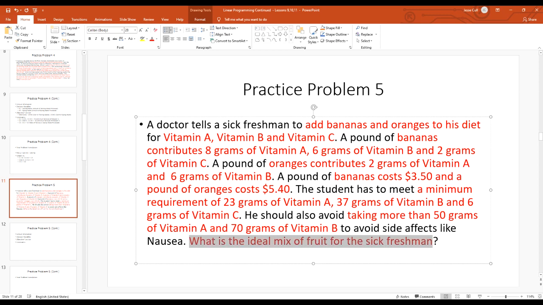So what we've found here is all of the key information contained in the question, and what we require now is to reorganize this information into a meaningful format. So the first thing we have to do, as always, is determine what is being decided. And we see that here in the last sentence. What is the ideal mix of fruit for the sick freshman?